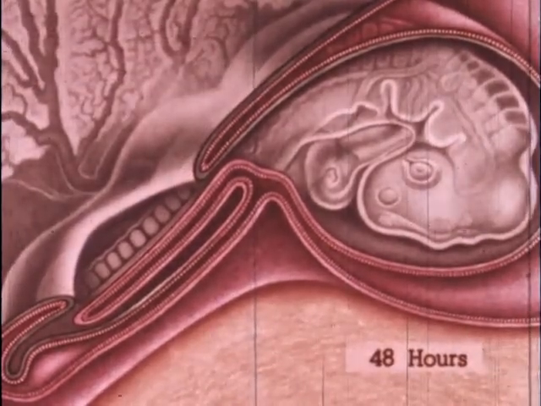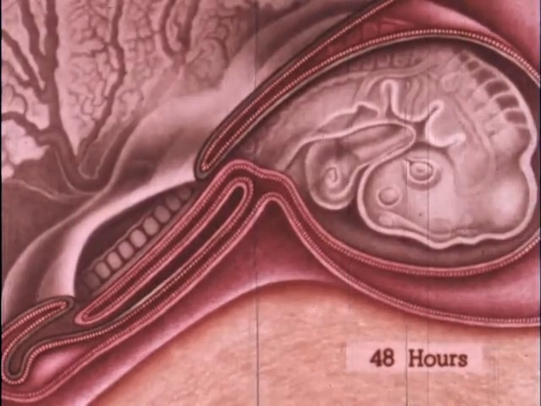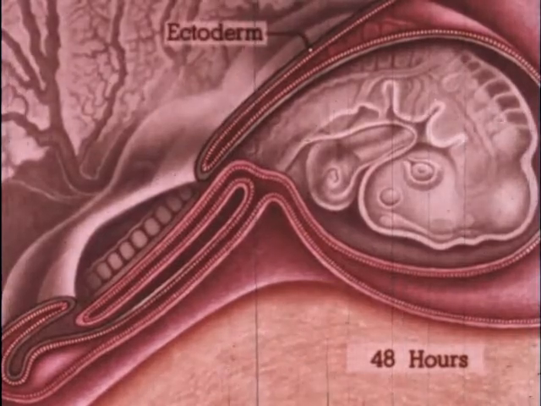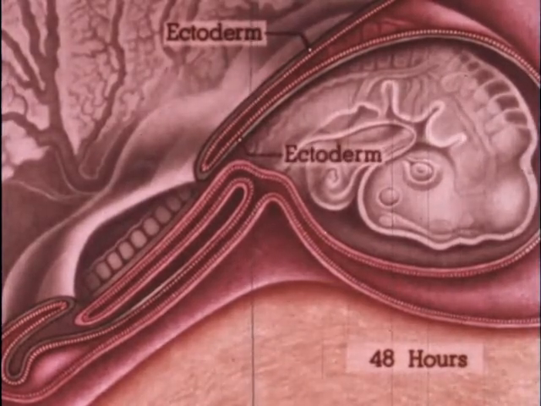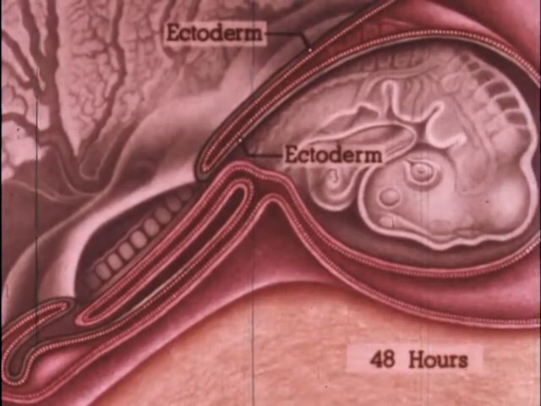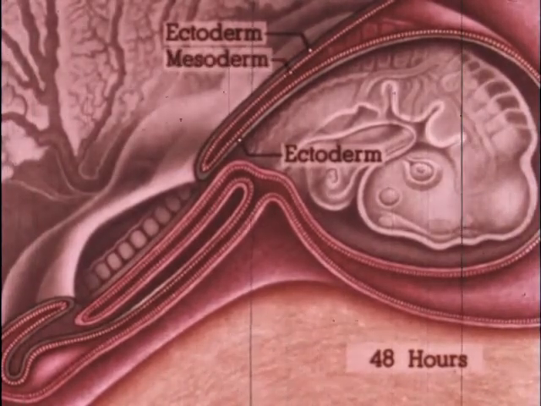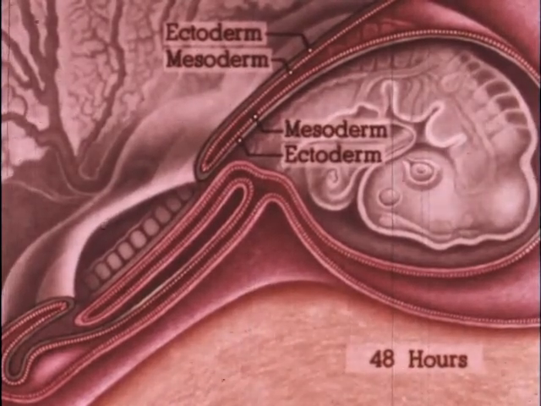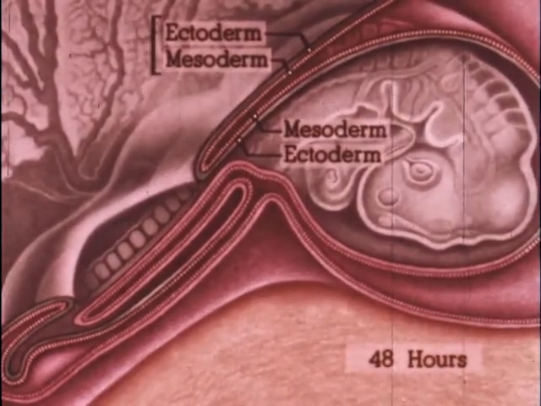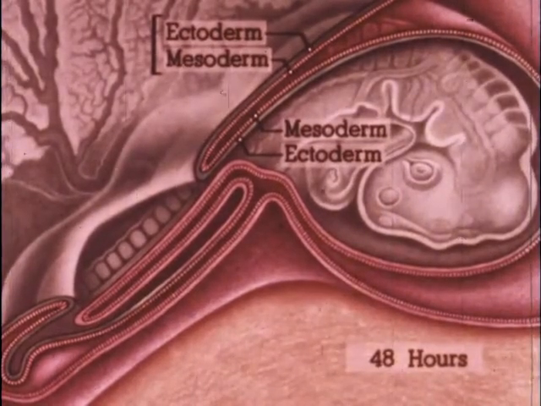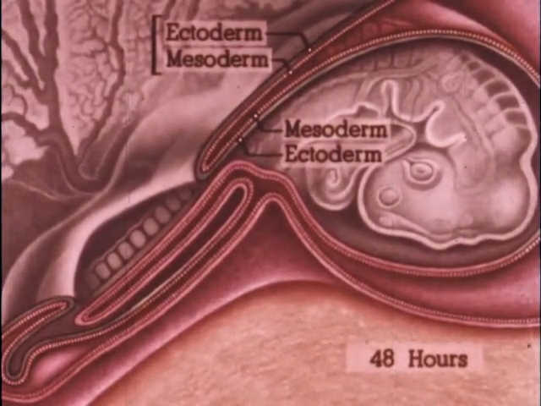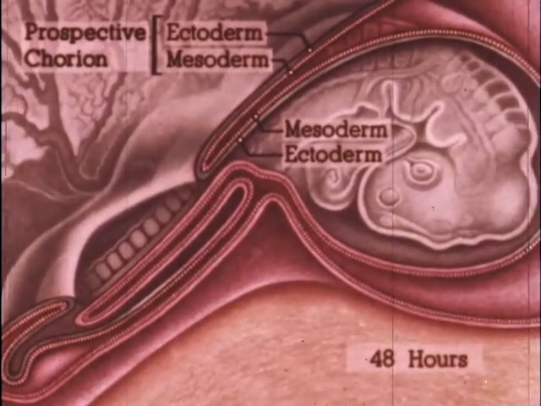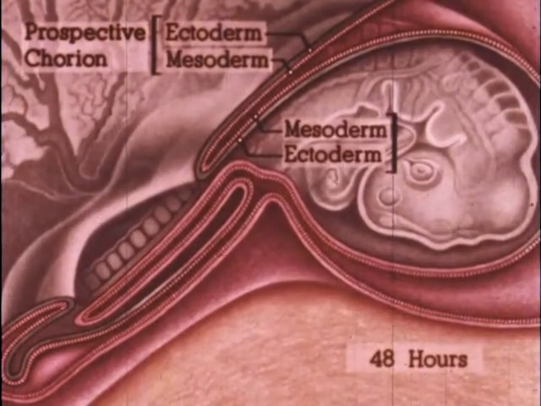Two layers of somatopleure comprise the amniotic fold. Each of the somatopleuric layers consists of ectoderm and mesoderm. The outer somatopleure is destined to become the chorion. And the inner somatopleure, the amnion.